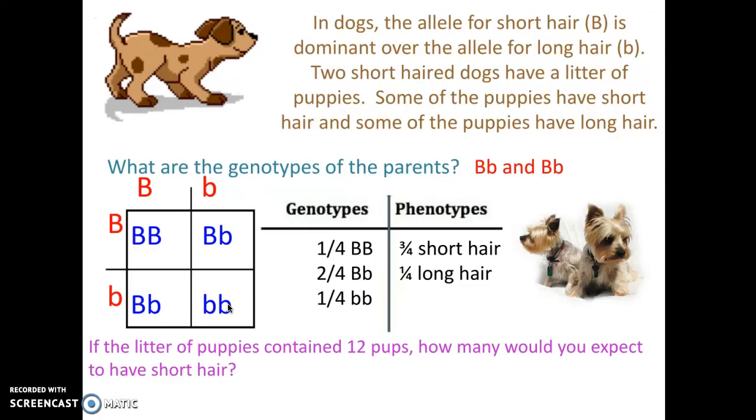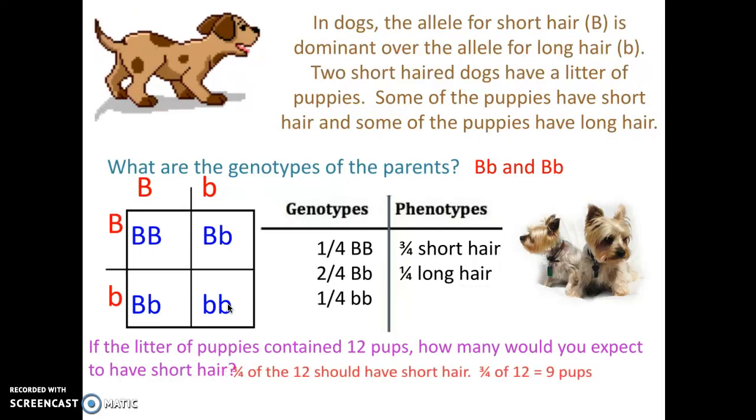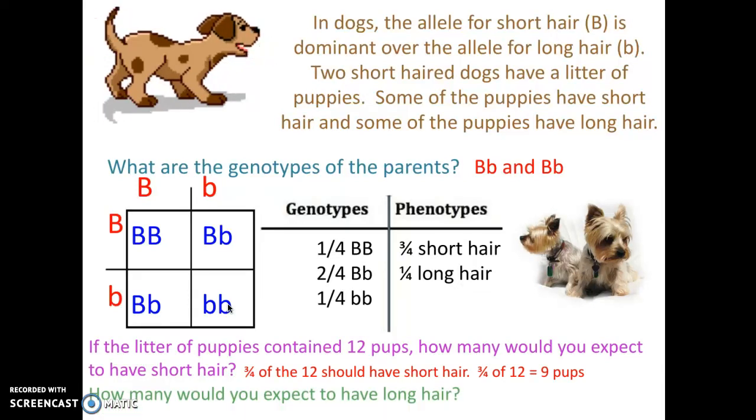So if we have 12 puppies, how many would you expect to have short hair? Well, 3/4 of 12 is 9. So 9 of the puppies should have short hair, which means that the remaining 3 would have long hair.